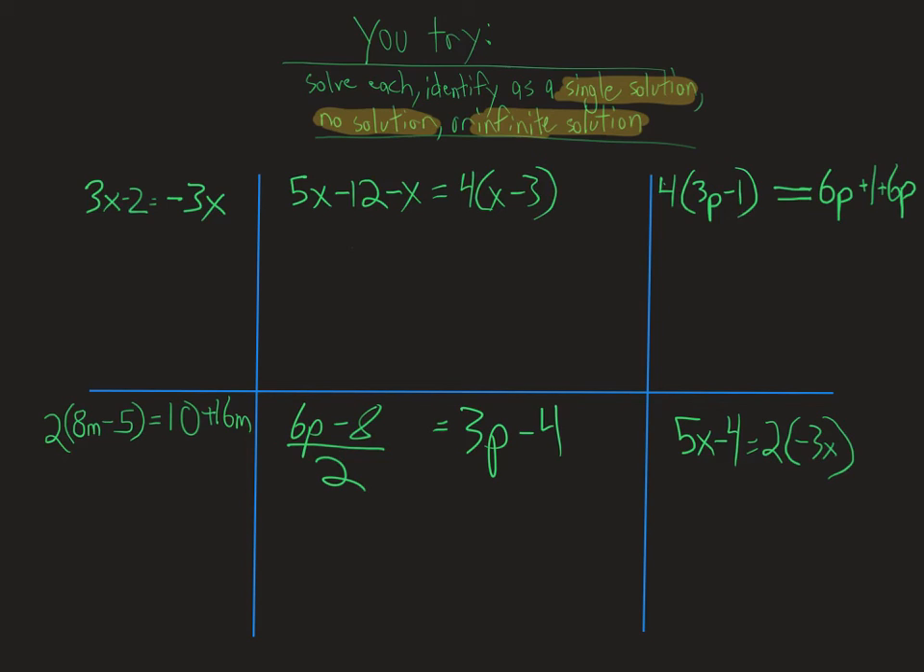Okay, first one, 3x minus 2 and negative 3x. Did I catch you on that one? Notice the variables were positive and negative. That is not going to be a special case. When I move those over, I'm going to end up with negative 6x equals negative 2. Dividing off the negative 6, those cancel, and 2/6 I see as 1/3. That is a normal single solution. Next.